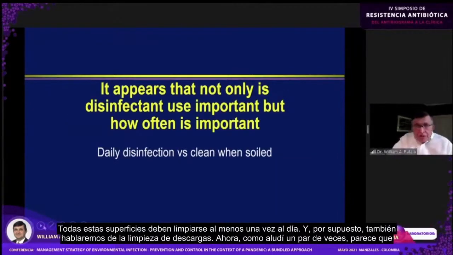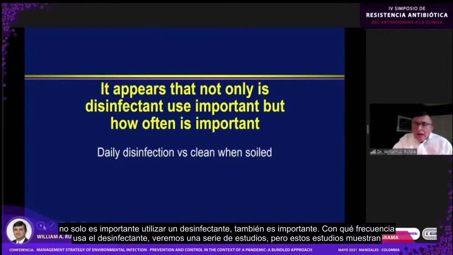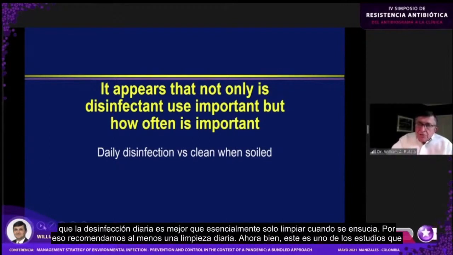Now, as I alluded to a couple times, it appears that not only is it important to use a disinfectant, it's also important how frequently you use the disinfectant. We'll see a number of studies, but these studies show that daily disinfection is better than essentially only cleaning when soiled. So we're recommending at least daily cleaning.